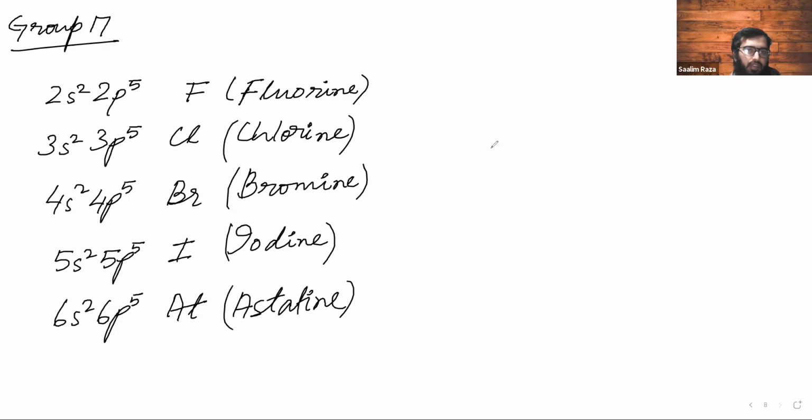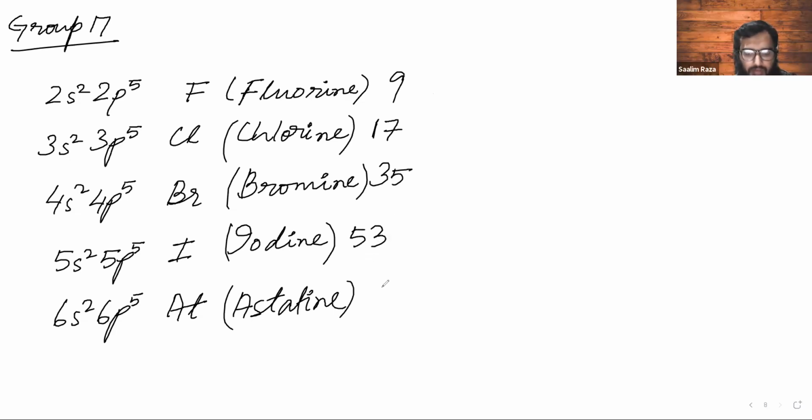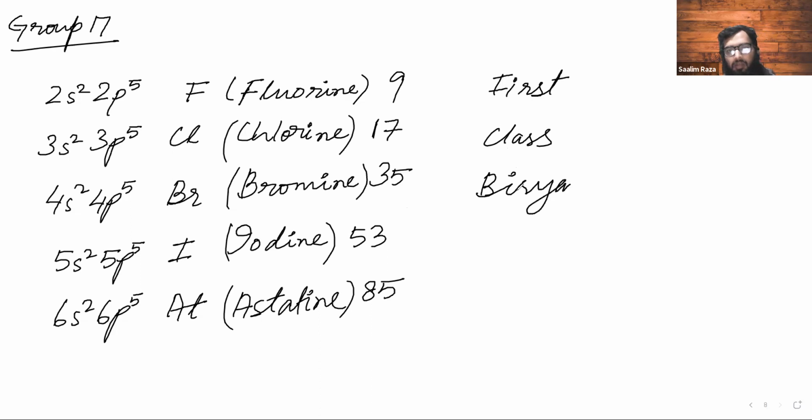Now, your favorite atomic numbers: 9, 17, 35, 53, 85. Correct. Do you want a mnemonic for this one, or can you remember it? If you want a mnemonic, it is a very good mnemonic. I hope you like it. First class biryani in Australia. Indians are everywhere. Okay, first class biryani in Australia.